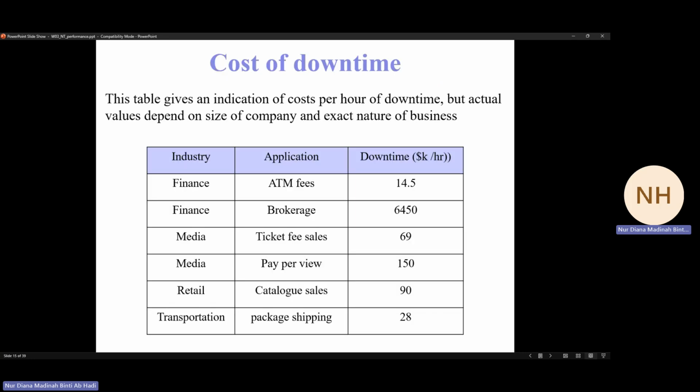Next, cost of downtime. This table gives an indication of the cost per hour of your downtime, but the actual values depend on the size of the company and the exact nature of your business. So here, if you look at this, which one would suffer loss if downtime occurs?